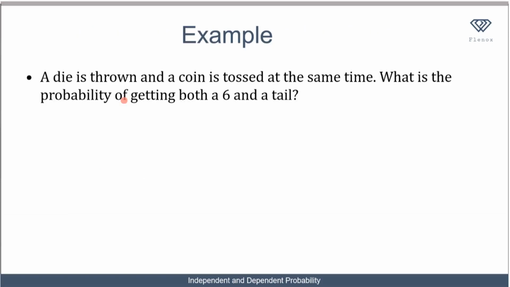So let's take a look at an example. A die is thrown and a coin is tossed at the same time. What is the probability of getting both a 6 and a tail? We are going to solve this using two approaches. The first approach, we are going to solve with the conventional method, and the second approach, we are going to apply the product rule.